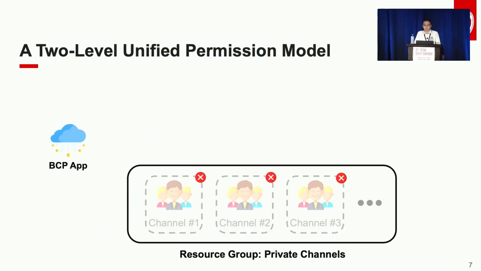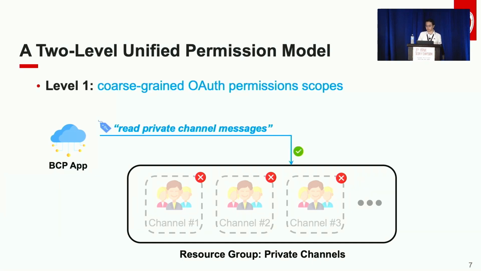And this leads to our first finding, that is a two-level unified permission model. At the first level, these platforms use coarse-grained OAuth permission scopes to manage groups of resources. For example, here, the conversations in all private channels can be viewed as a group of resources, but we should notice that the token only declares a high-level permission, so at this level, the app will not be able to access any of the private channels.